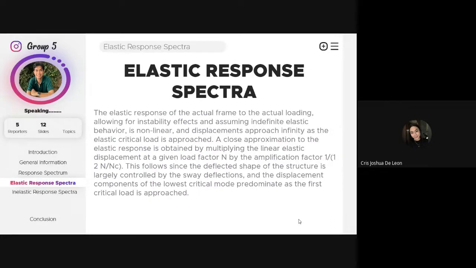Elastic response spectra. The elastic response of the actual frame to the actual loading, allowing for instability effects and assuming indefinite elastic behavior, is nonlinear, and displacements approach infinity as the elastic critical load is approached. A close approximation to the elastic response is obtained by multiplying the linear elastic displacement at a given load factor n by the amplification factor 1 over (1 minus n over n sub c). This follows since the deflected shape of the structure is largely controlled by the sway deflections, and the displacement components of the lowest critical mode predominate as the first critical load is approached.